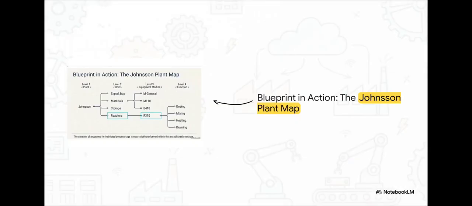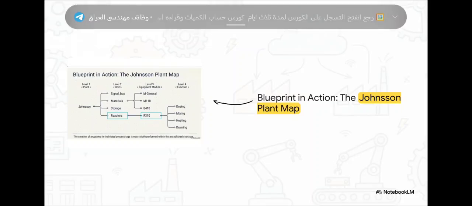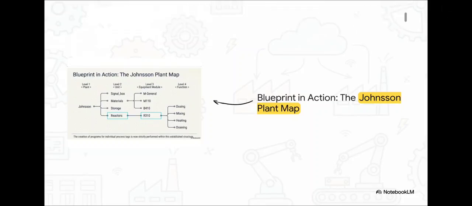Let's actually ground this in reality for a second and look at the Johnson plant. We start right at the top at level 1, the Johnson plant itself. Then we step down into level 2, the reactors unit. Inside those reactors, we find level 3, which is equipment module R310. And right at the bottom, level 4, we hit the highly specific dosing function. Because of this, every single process tag and piece of code is locked inside this unbreakable structure. As an engineer, you literally never have to guess where a piece of code belongs.